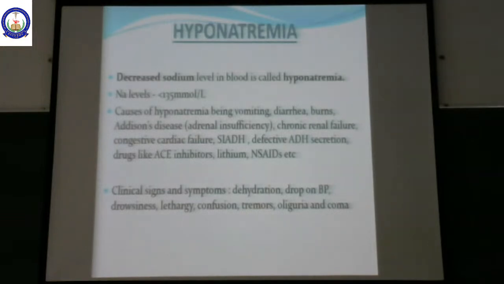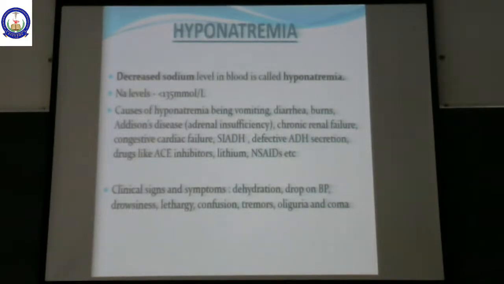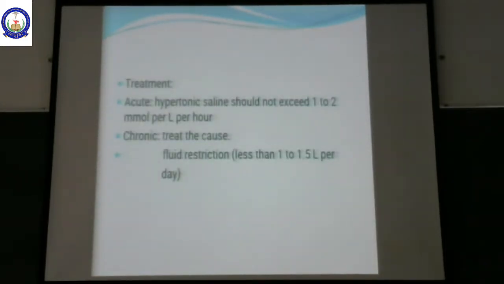What are the clinical signs? Dehydration, decreased blood pressure, drowsiness, lethargy, confusion, tremors, oliguria, which is decreased urine output, and coma. They can present in coma in the last stages. How do you treat them? If it is the acute stage of hyponatremia, give them hypertonic saline, which should not be more than 1 to 2 millimoles per liter per hour.